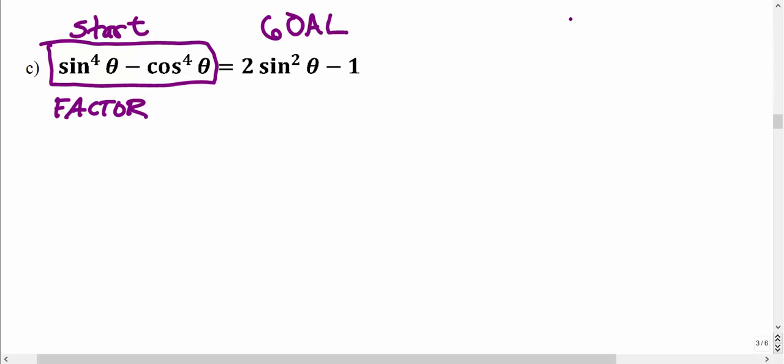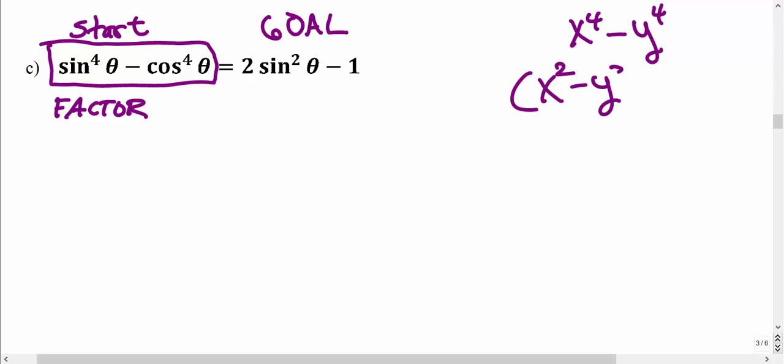If we start thinking back to our algebra days, let's think about x to the 4th minus y to the 4th. If I was going to factor that, that's a difference of squares, and that would factor as conjugates: x squared minus y squared times x squared plus y squared. So these are conjugates. Same binomials, except the only difference would be the sign in the middle would be opposites.